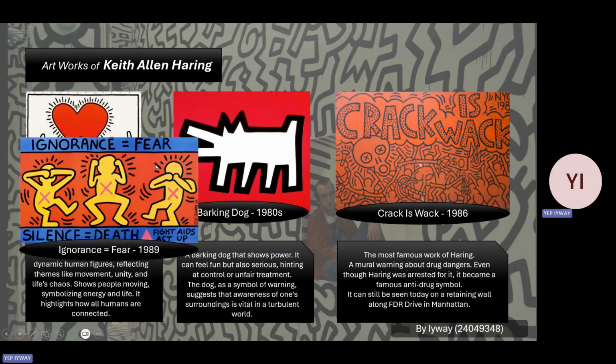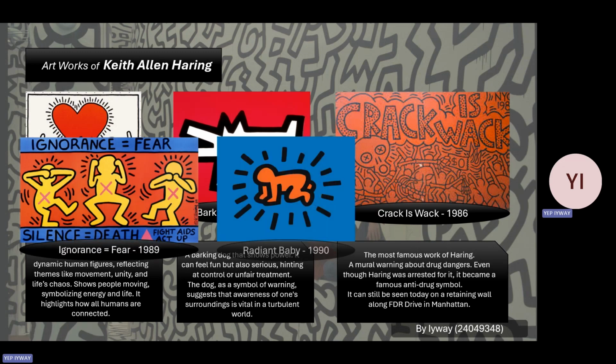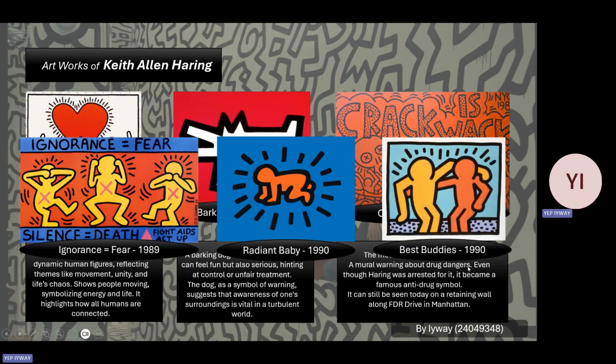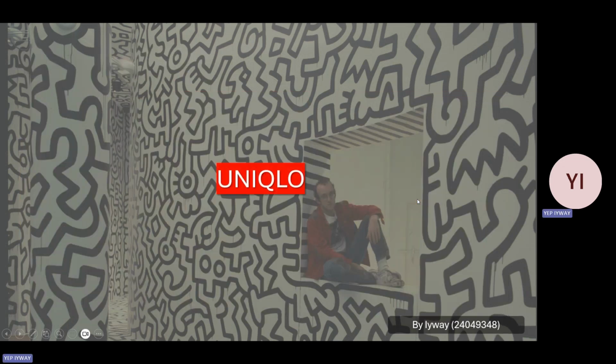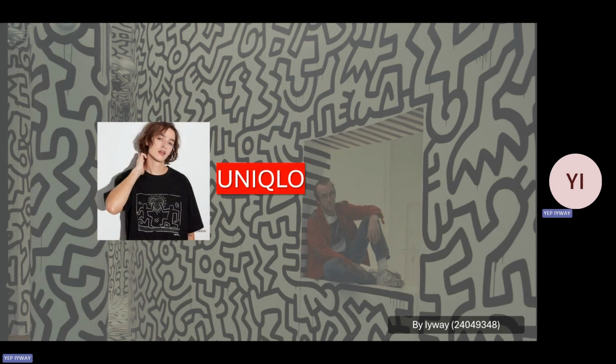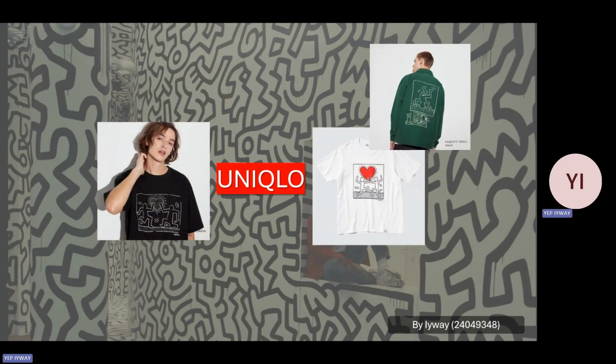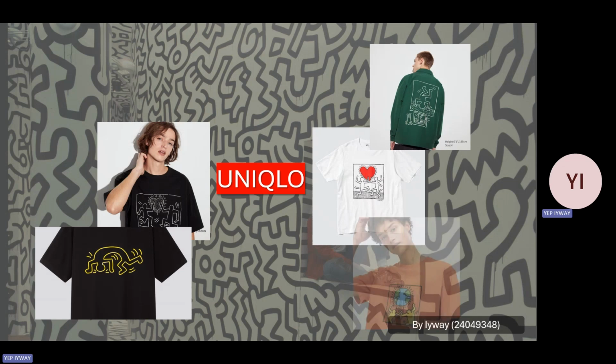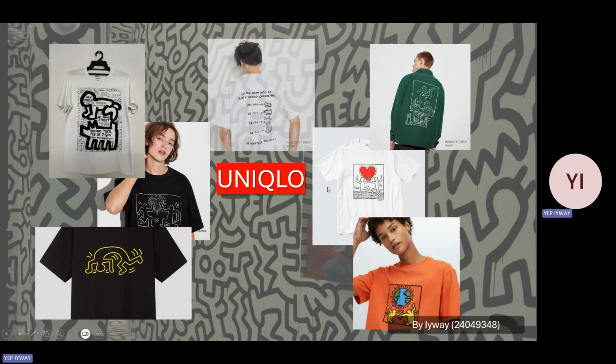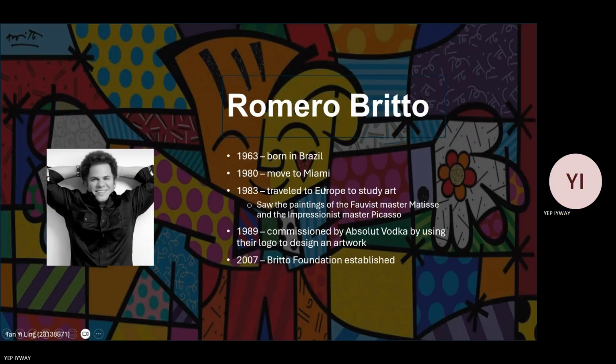And then here are some other works of Haring: Ignorance Equals Fear, Radiant Baby, and Space Buddies. Space Buddies is one of his last works because we know that he died in 1990 because of AIDS. Okay, Haring has also collaborated with Uniqlo, so I believe you must have some impression of his work when you go shopping. Okay, that's all for Haring.